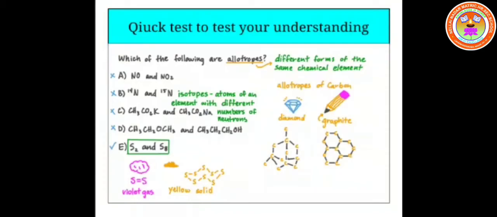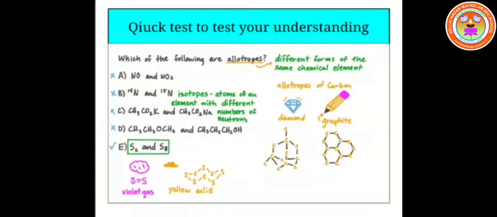Okay. So here, come to the first option. Two compounds are given, NO and NO2, nitric oxide and nitrogen dioxide. They are not made up of the same compound, same elements. One compound has only 1 oxygen, the other is having 1 more oxygen, so they are different. So they are not allotropes, they are different compounds.